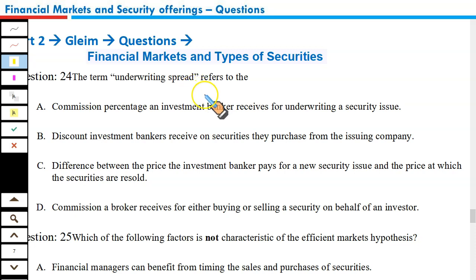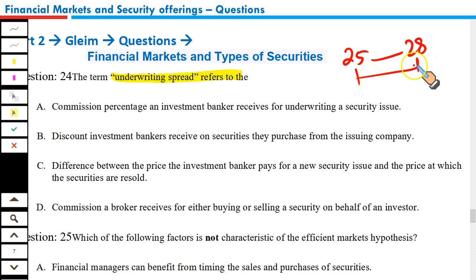Okay. The question says, underwriting spread refers to what? Underwriting spread, let's say I am the investment banker and I want to sell shares of Suji, who is listed now. I will purchase the stock at 25 from Suji and then sell it in the market at 28. So the difference between what I pay Suji for the shares and what I am selling them for in the market is called the underwriting spread.